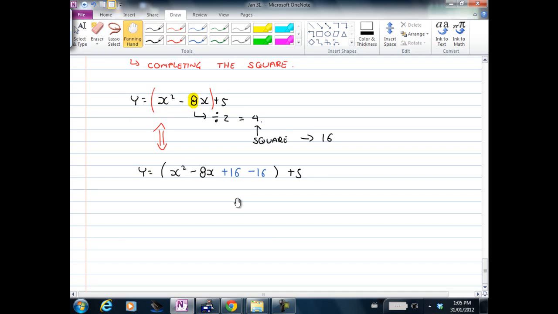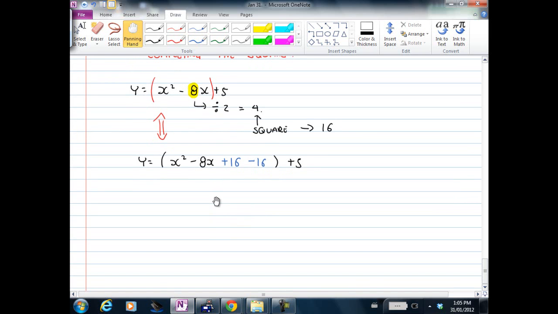So far so good. Here comes the next challenging part. I'm going to remove this minus 16 out of the bracket, and I'm just going to draw a little arrow outside. Bring it outside. I'll show you how to do that later, the proper way, but for now, let's just write it outside the brackets. X squared minus 8x plus 16 end bracket, because the minus 16 is outside the bracket now. Minus 16 plus 5.